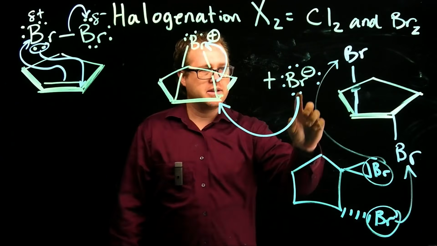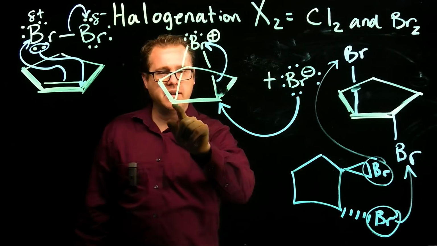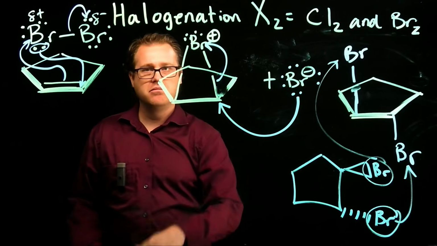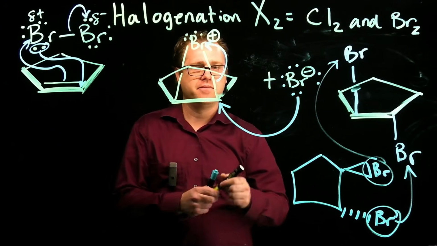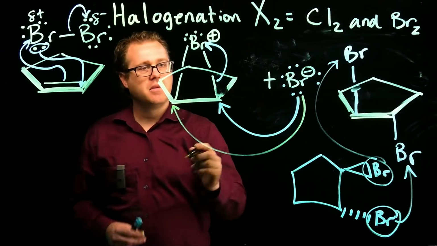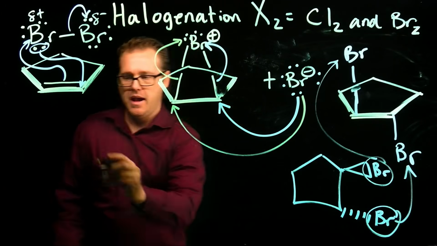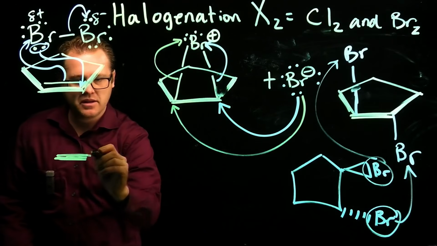Now, when we take a look at this again, could this bromine right here have attacked this carbon instead? Yeah, of course it could. What if it came and attacked that one? Then this bond would have had to have broken, and we would have had something that looks like this.